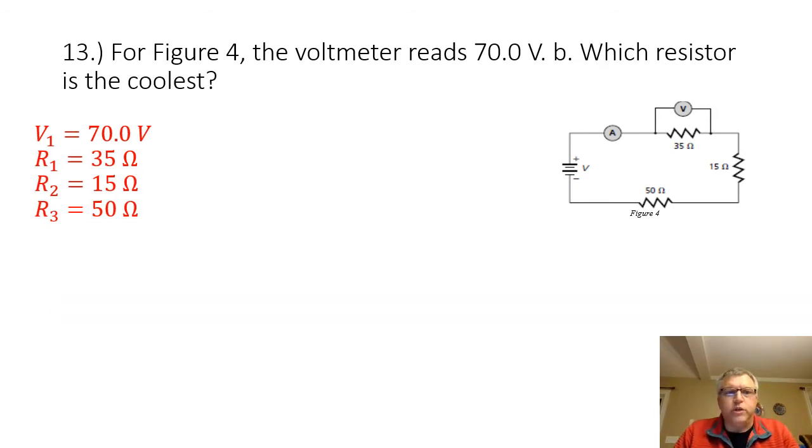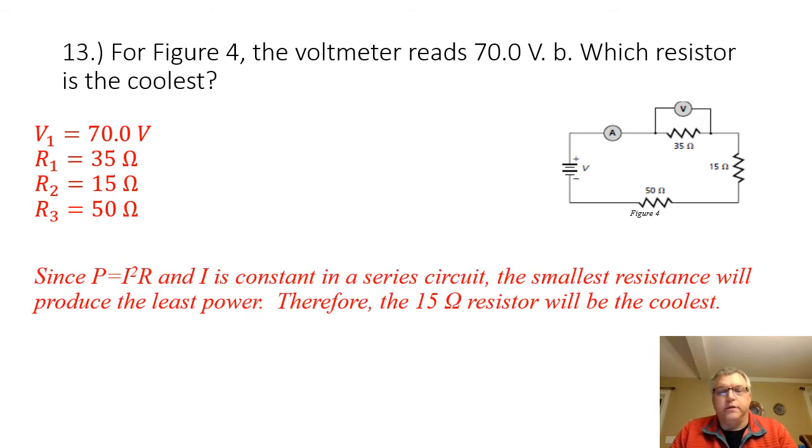Part B asks which resistor is the coolest. So we have the same general idea as the previous part. Remember that because the current is the same across each of the resistors, in order to get a lower value for P, we have to have the smallest possible value for R. So the smallest resistance that we have in this circuit is the 15 ohm resistor. So the 15 ohm resistor will be the coolest, because it is resisting the flow of the electrical energy the least. Therefore, it's converting less of that electrical energy into heat energy.